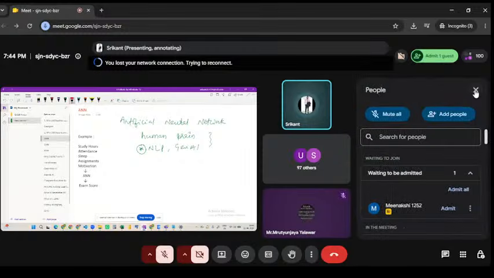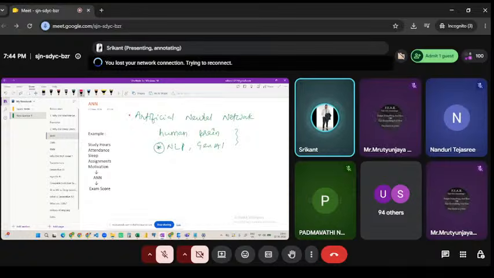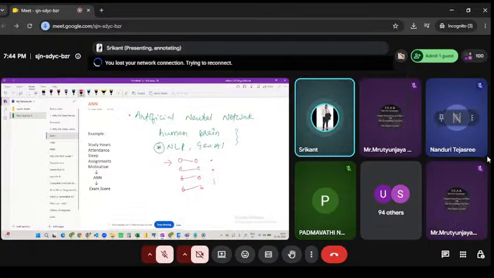Okay, so we had ANN. ANN means simply artificial neural network. It will take inputs like this, then it will have some basic operations, then it will connect some mathematical operations, then after that we'll get the result. Internally, the ANN models work like this.